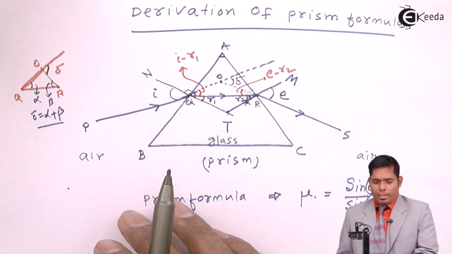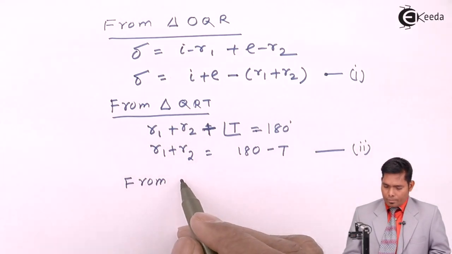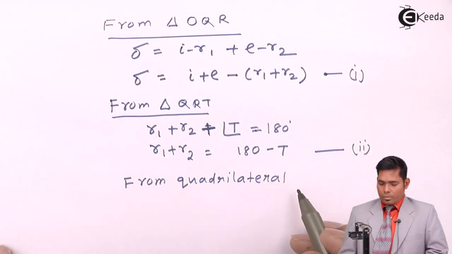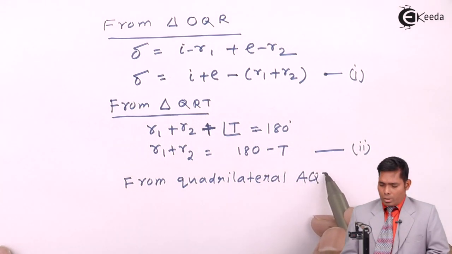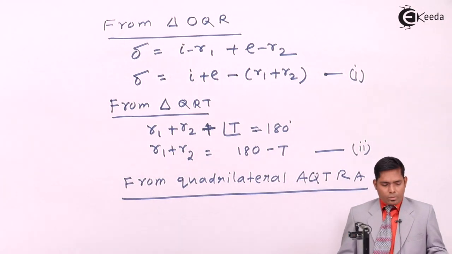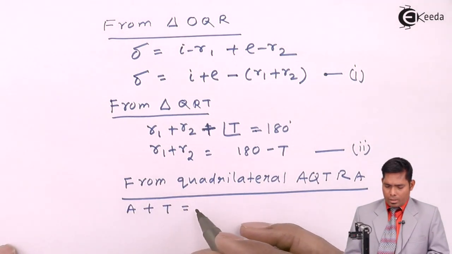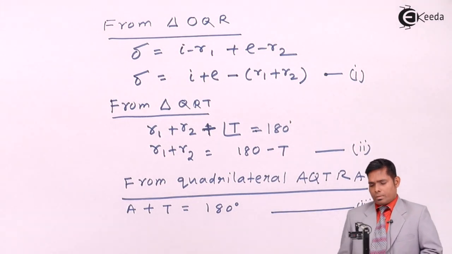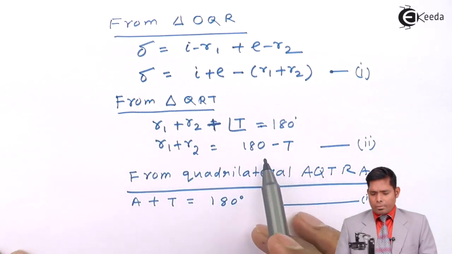So from quadrilateral AQTR, I will write that A plus T is 180 degrees. This is what we write. Now you can see we have got three equations. One is this, second one is this, and third one is this.